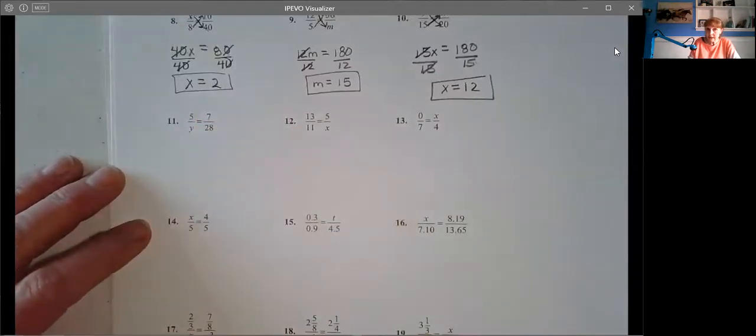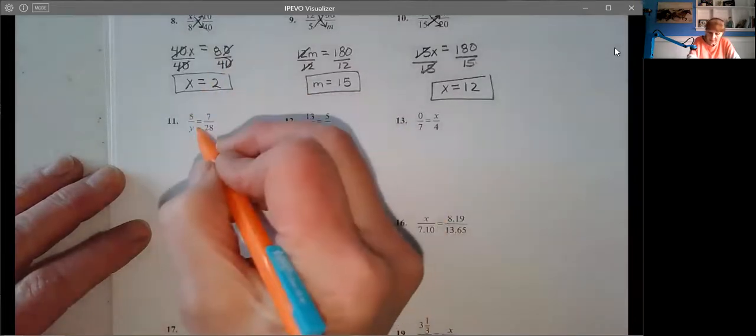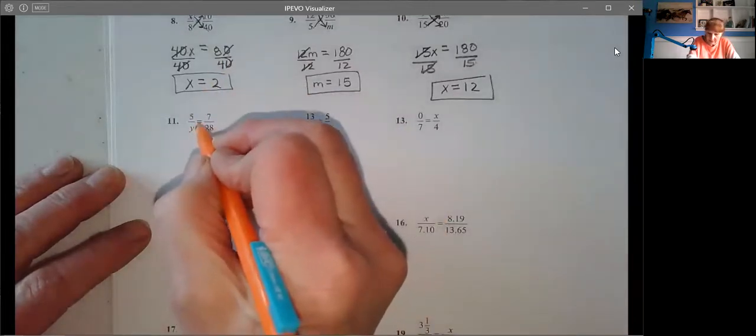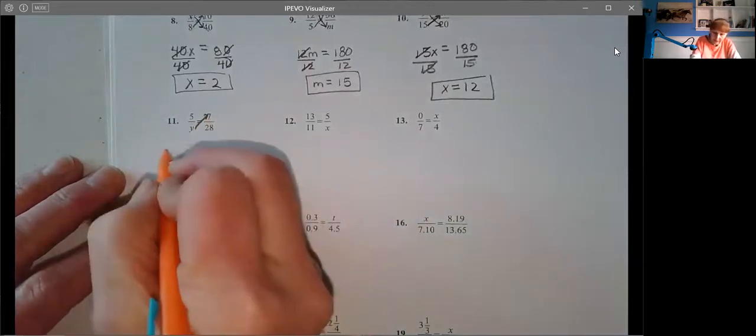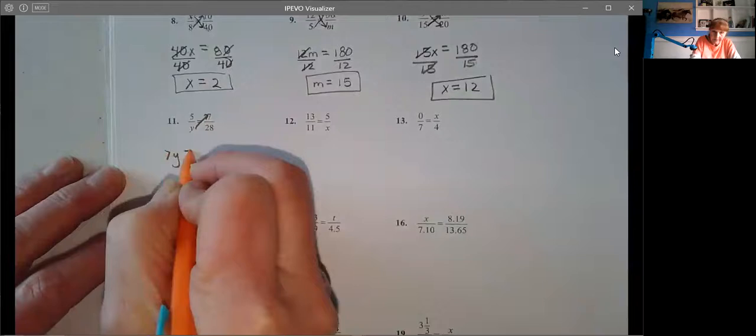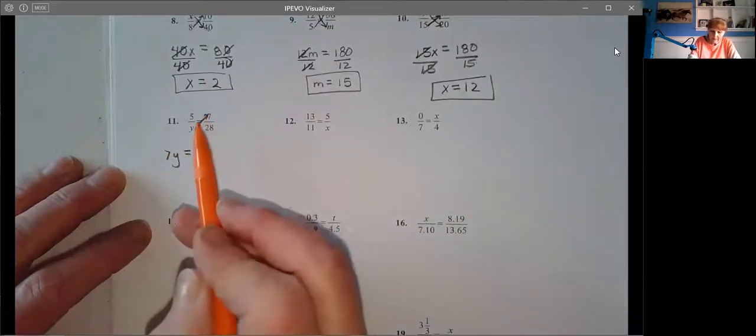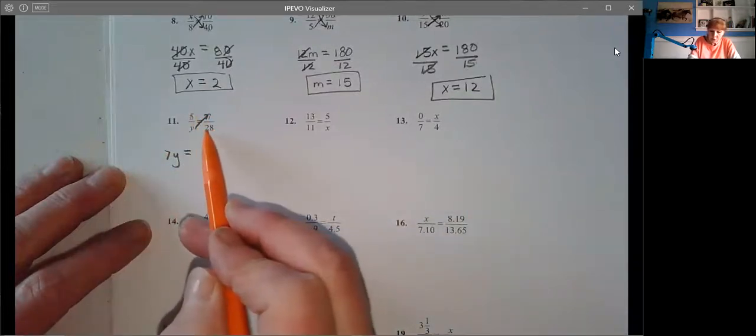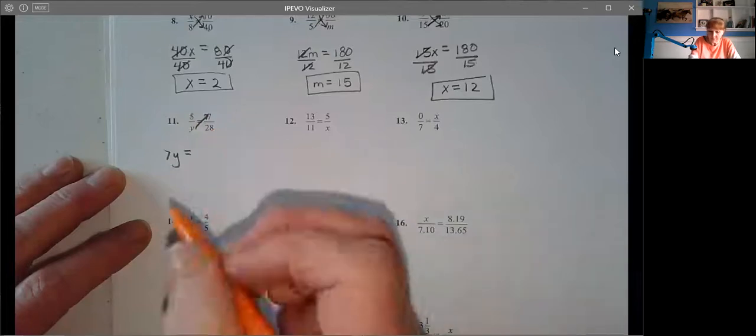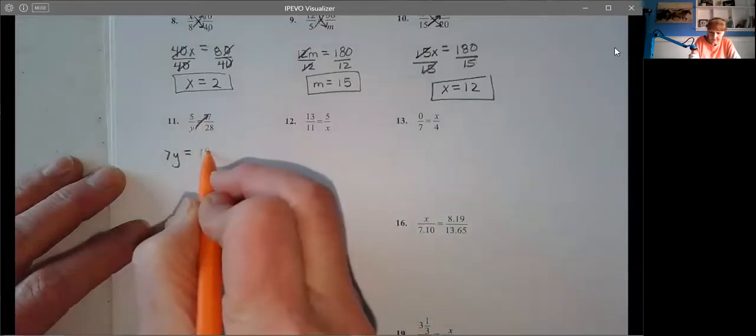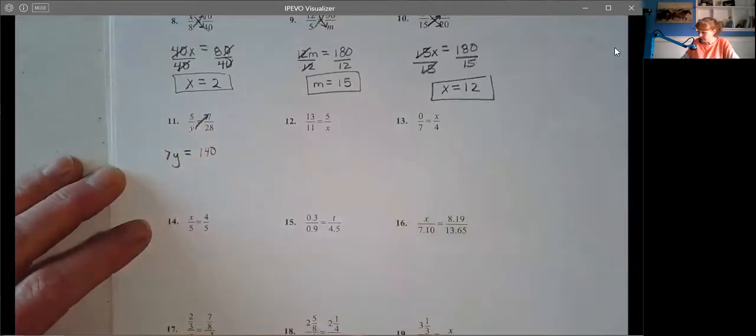All right, let's do number 11. What I'm going to do is multiply the cross product that has the variable. So I'm going to do that one first. 7 times y is 7y. 5 times 28 is 140. I want to make sure I think I'm right.